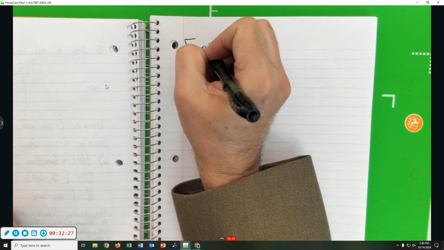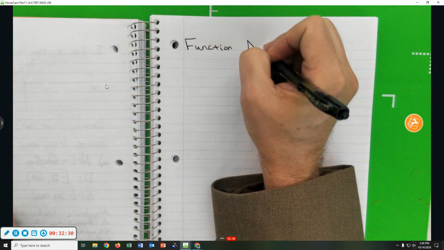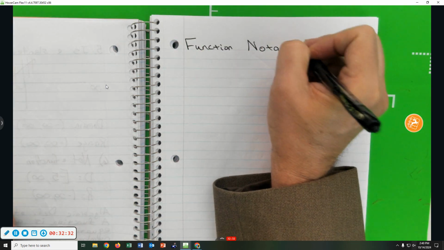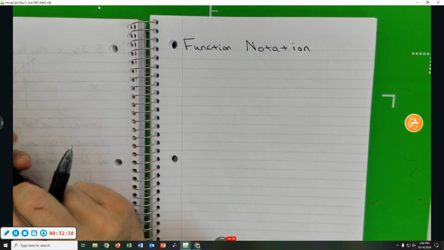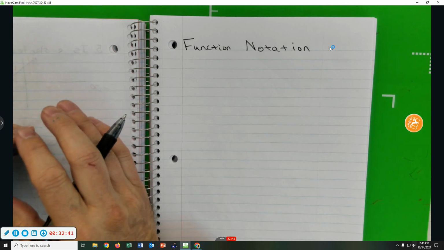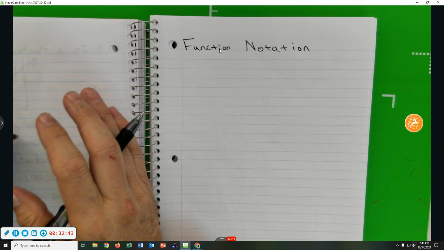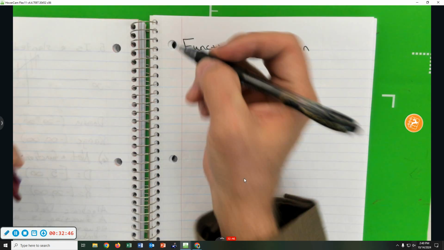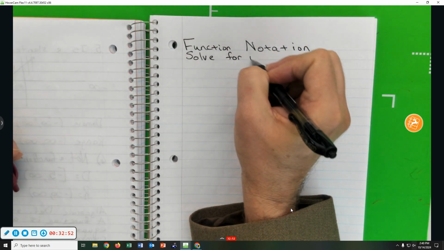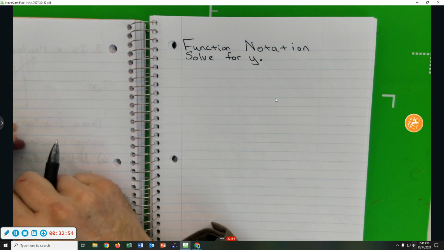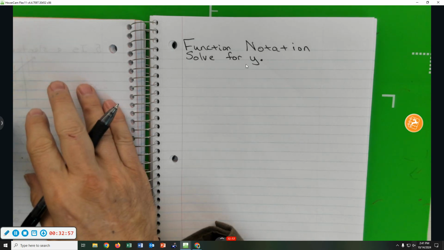And we have something called function notation. To use function notation, well, first of all, you can't use this notation for anything that's not a function. It's only used for functions, and the equation has to be solved for Y in order for function notation to be used. So solve for the range variable.